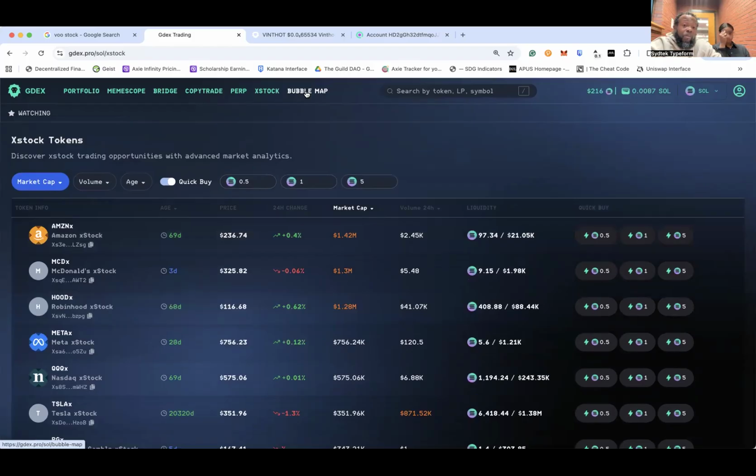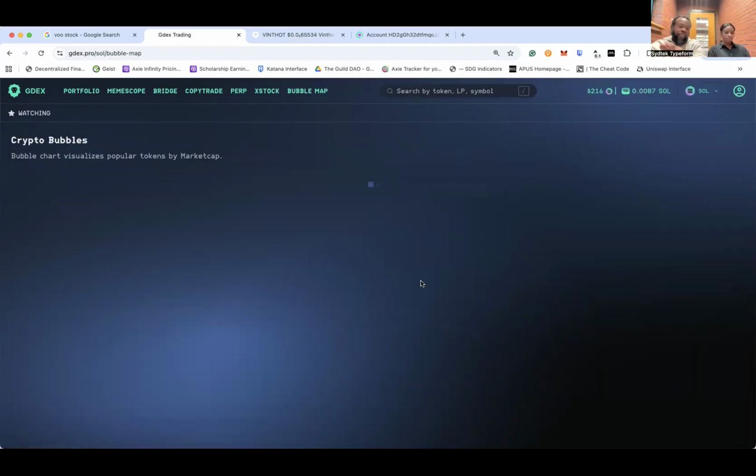Oh, bubble maps. I didn't even show you bubble maps. This takes a while, but it's worth the wait. It's actually kind of fun.